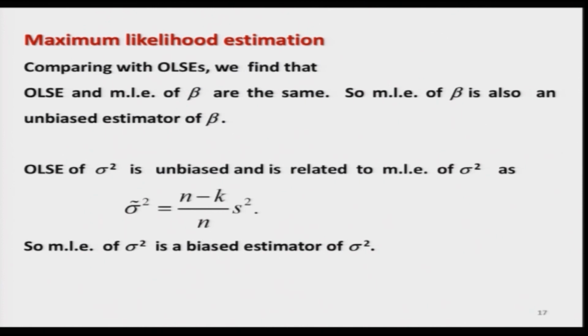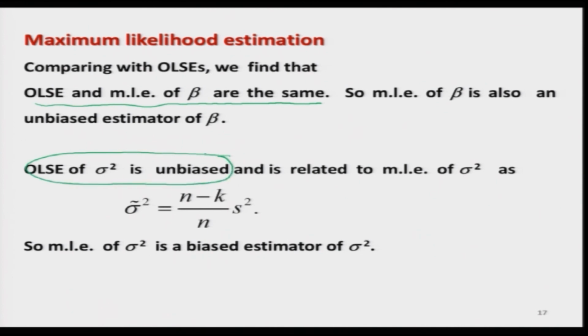Okay, right. So, now if you just try to make a quick comparison between the ordinary least square estimation and maximum likelihood estimation, you can see that the ordinary least square estimator and the maximum likelihood estimator of beta are the same. Right. So, all the properties whatever you have obtained for the ordinary least square estimator will hold for the maximum likelihood estimator of beta also. Like it is going to be an unbiased estimator, and its covariance matrix will remain the same. Right.